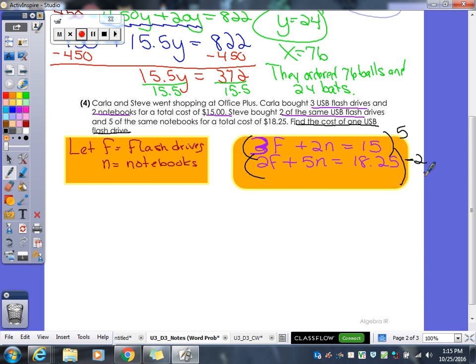I want to see if you all can try this one on your own. Go ahead and do it. And then we will go over it. Multiply the top by 5, the bottom by -2.